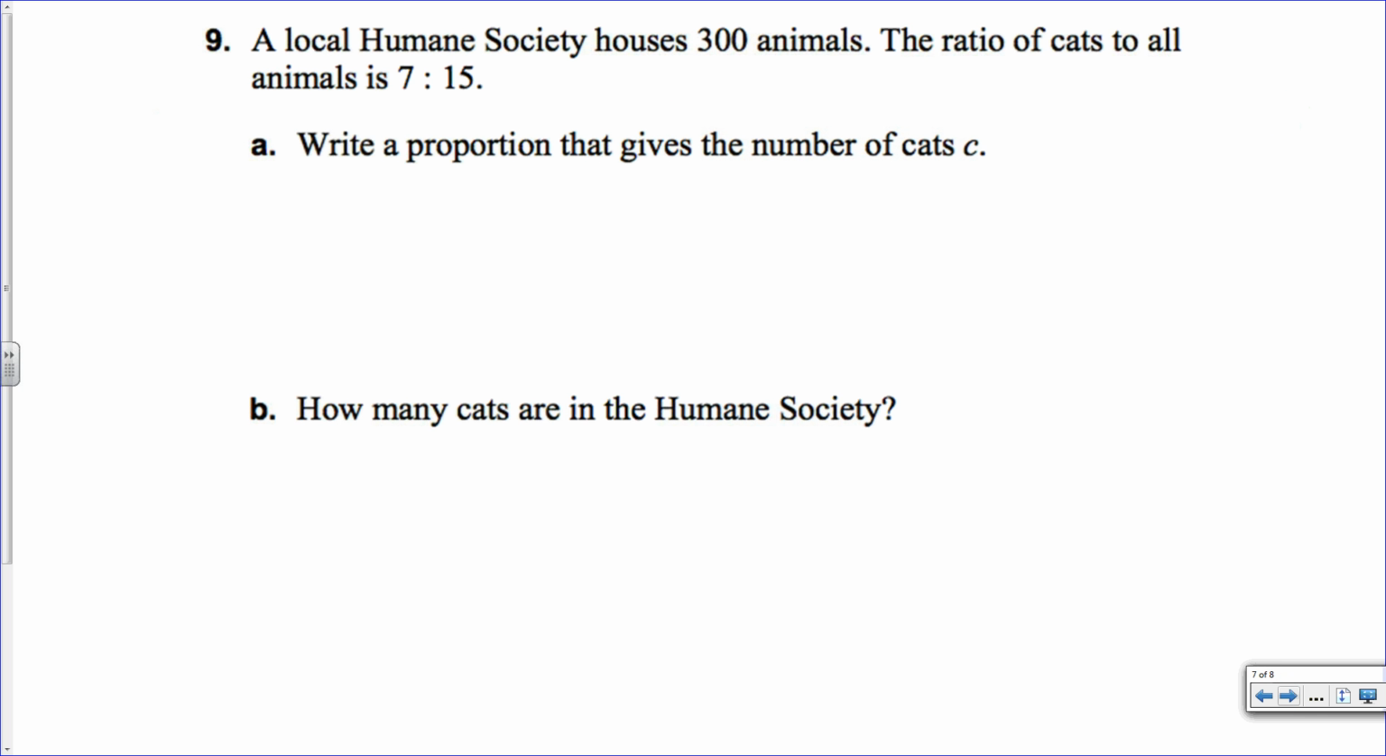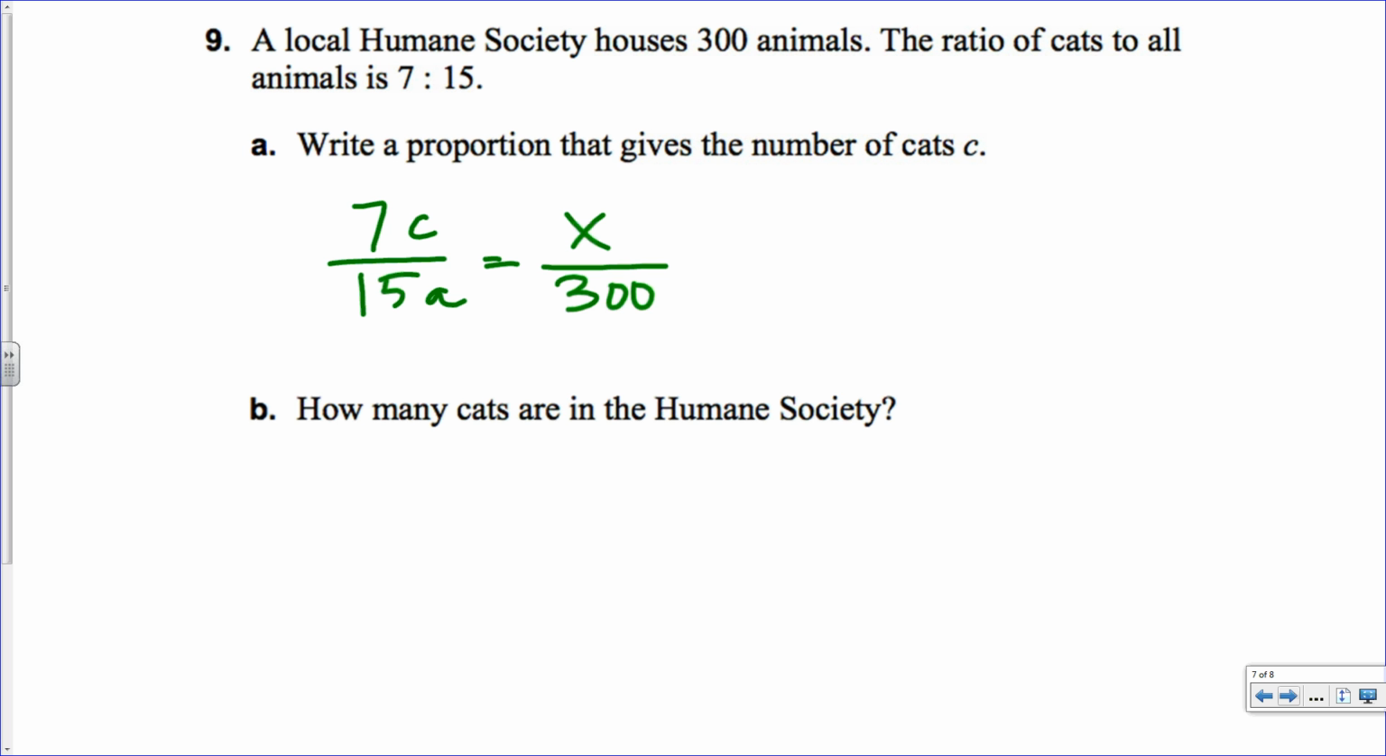Okay, number 9. The local humane society houses 300 animals. The ratio of cats to all animals is 7 to 15. So I have 7 cats for all 15 animals. It says write a proportion that gives a number of cats. Okay. There's 300 total animals, so I don't know how many cats out of 300 animals, and that's how you would write your proportion.